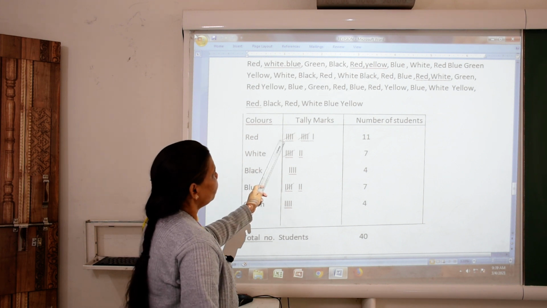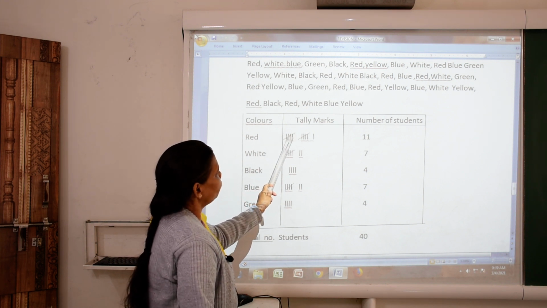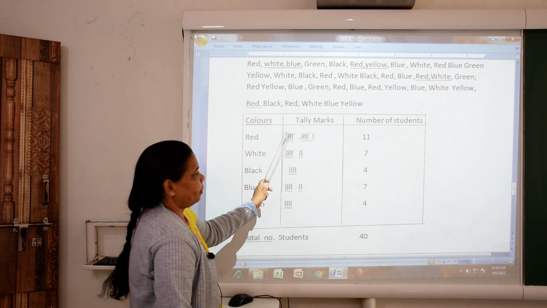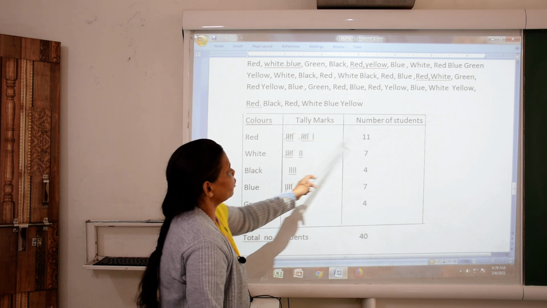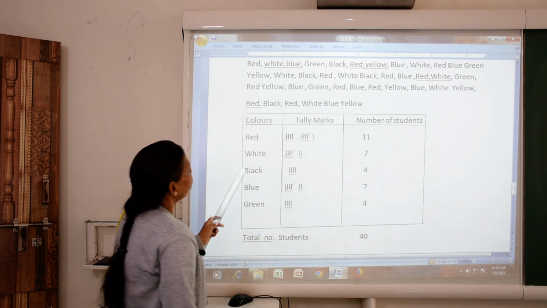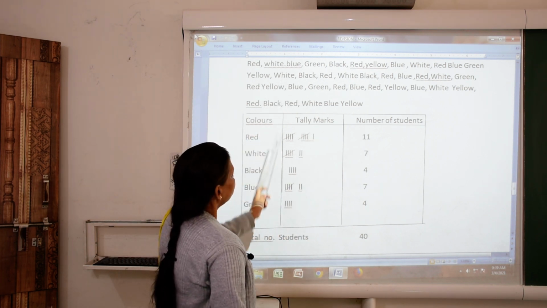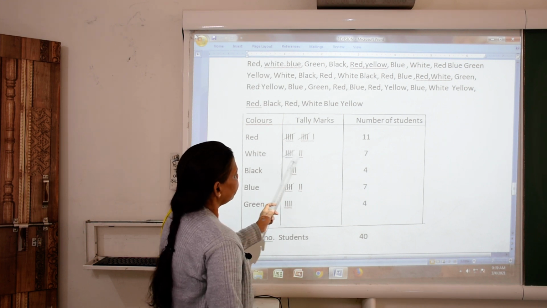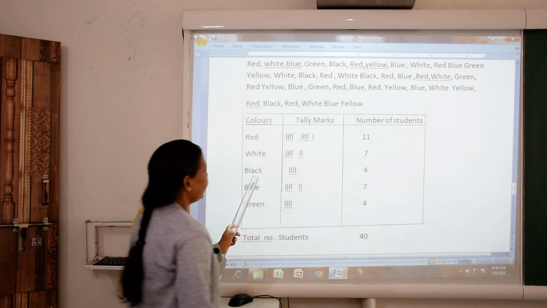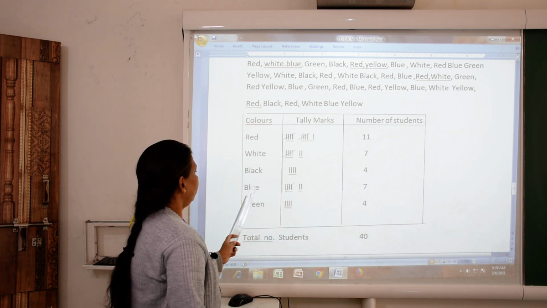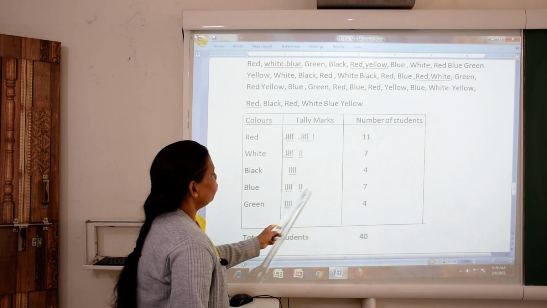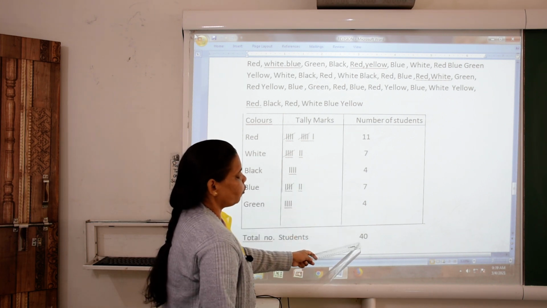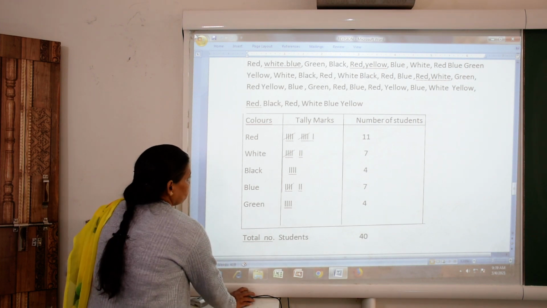Children, you know when you put 4 tally marks, 1, 2, 3, 4, and then the 5th tally mark like this, you make a group of 5. So 5 plus 5 plus 1 is equal to 11. In the same way you count the white, here 7: put 5 tally marks, then 5, and then 2, so 7. Black, 4 students like black, blue 5 and 2, so 7 students, and green 4 students. You count the number of students: 40 students are there in the class.